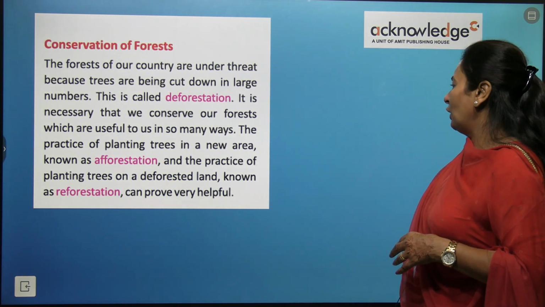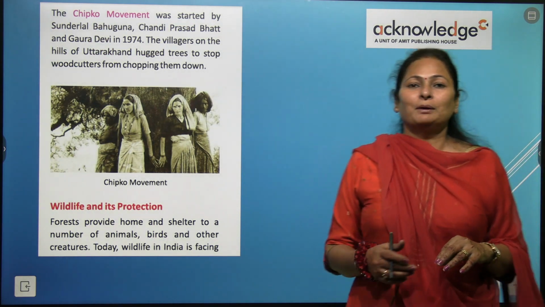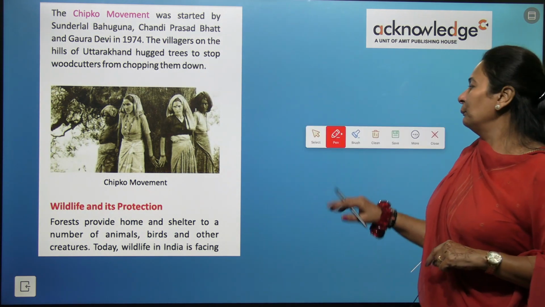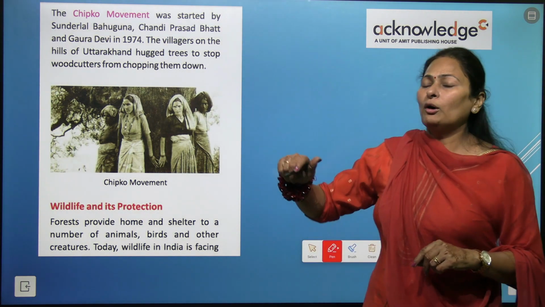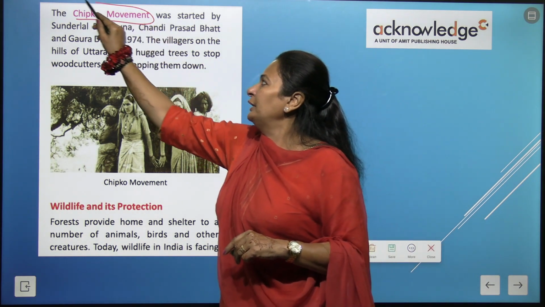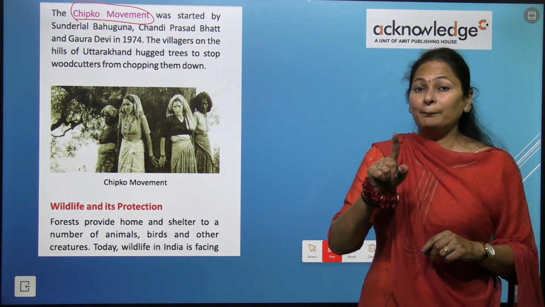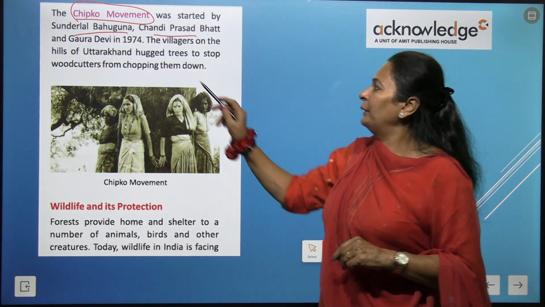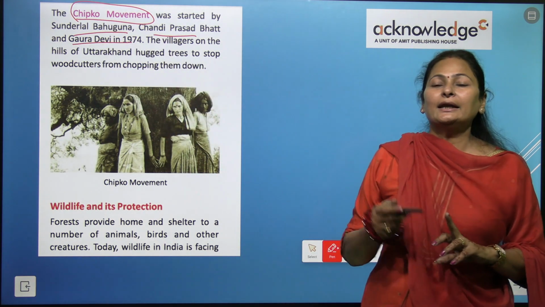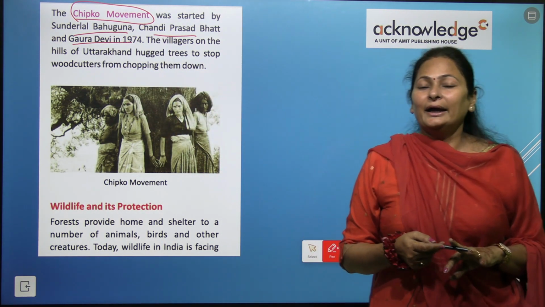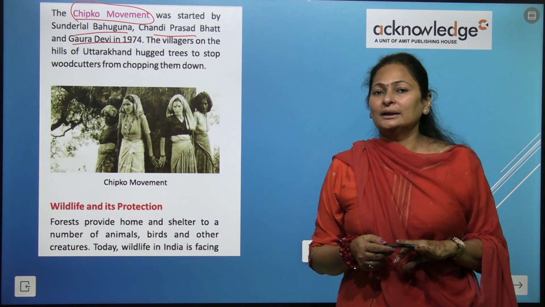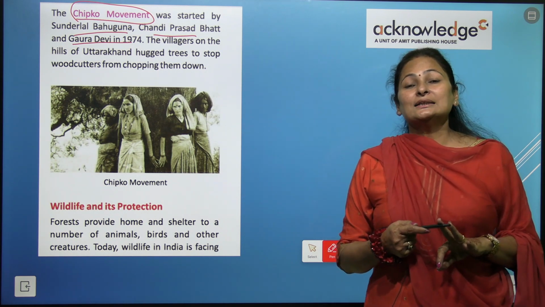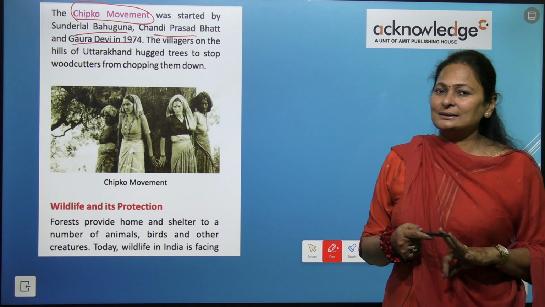Very good. So we should stop deforestation and we should plant more and more trees so that we can save our Mother Earth. The Chipko movement, which is a very well-known movement, was started by Sundarlal Bahuguna, Chandi Prasad Bhatt and Gaura Devi in 1974. It is very important to learn, kids.